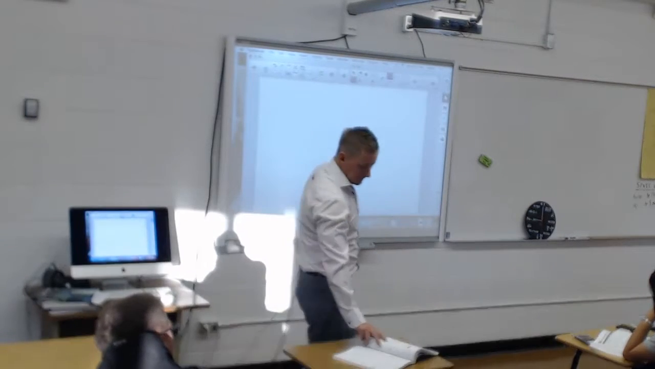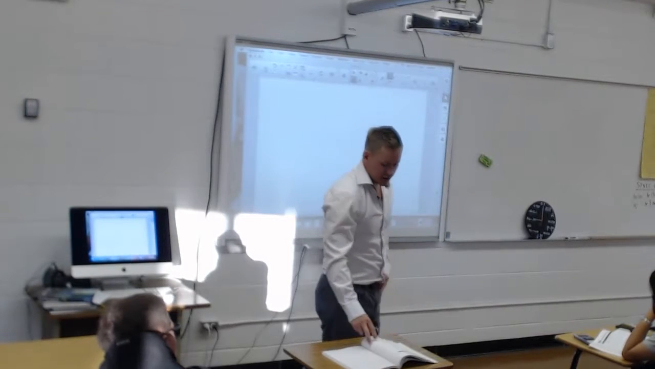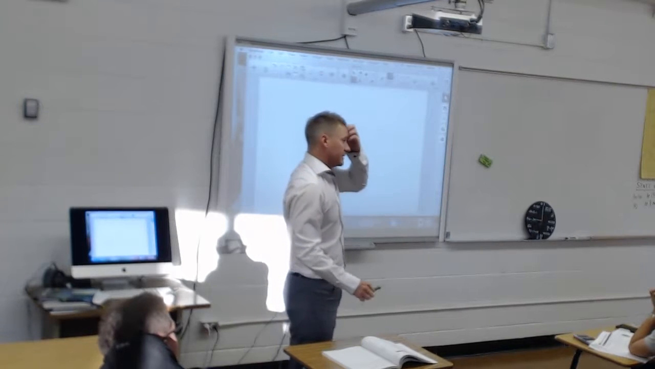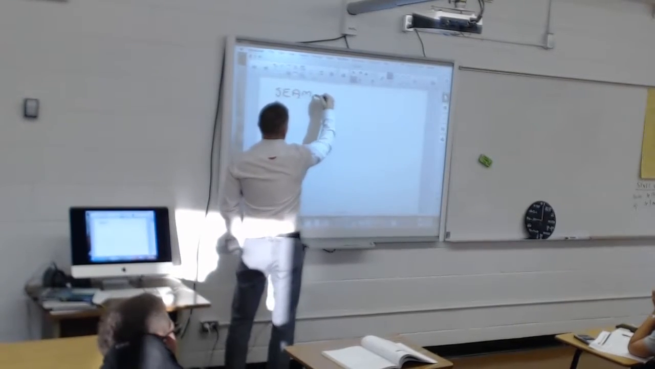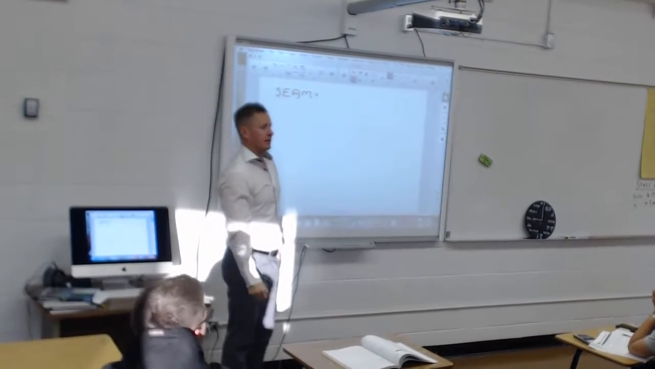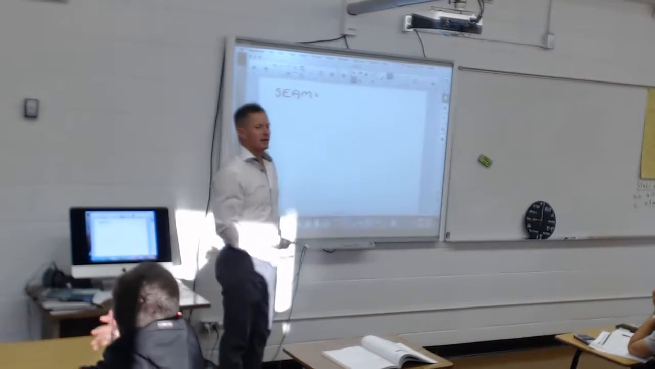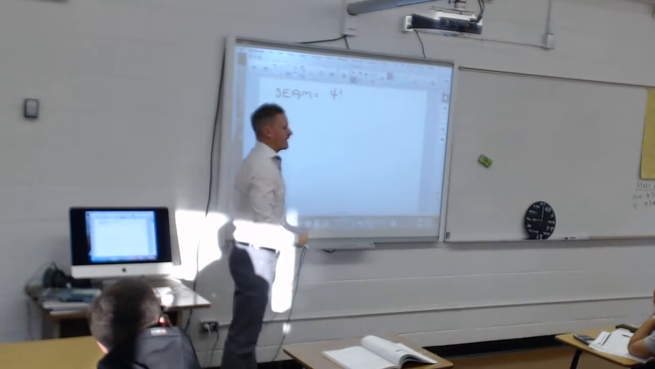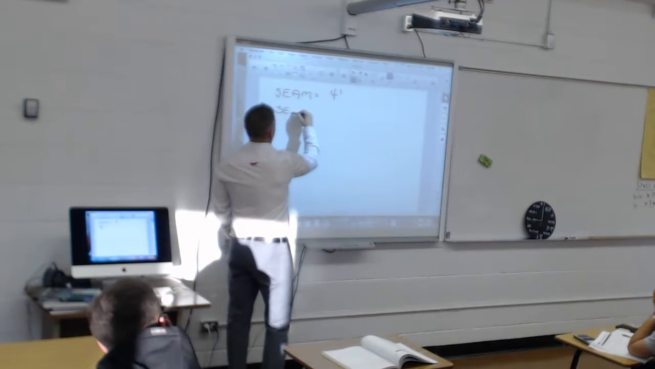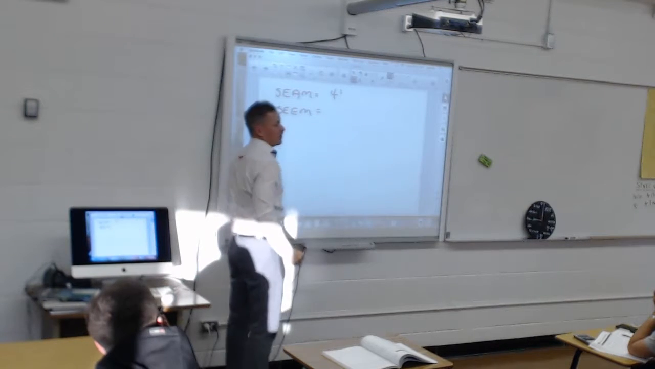Okay, so permutations when objects are identical. So I touched on this using seam. How many ways can we spell or arrange the letters in the word seam? Again, 4 factorial for that guy. But what about when I rewrite the word in which I have common letters now?